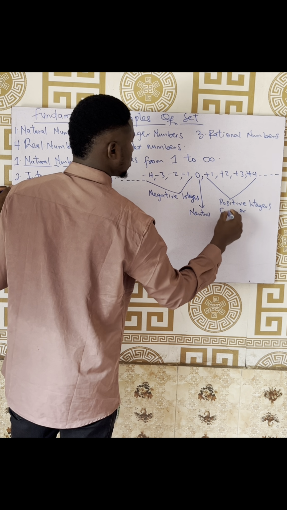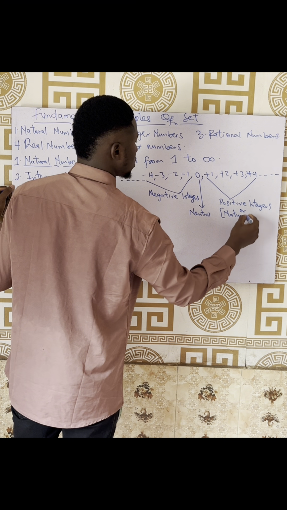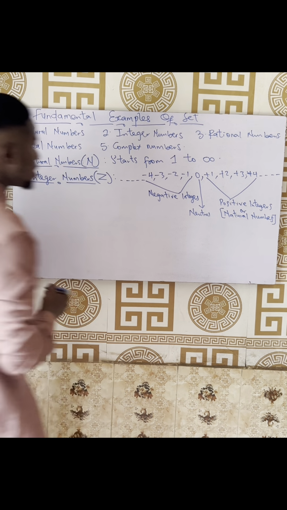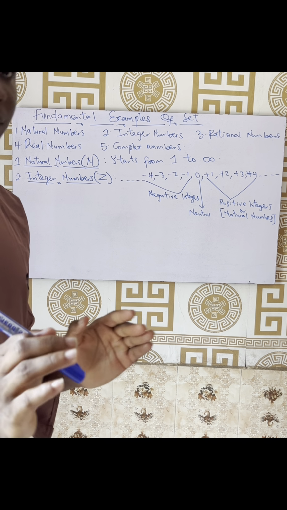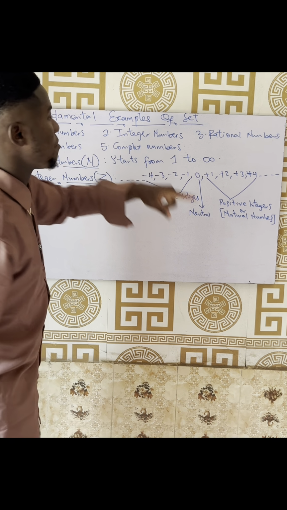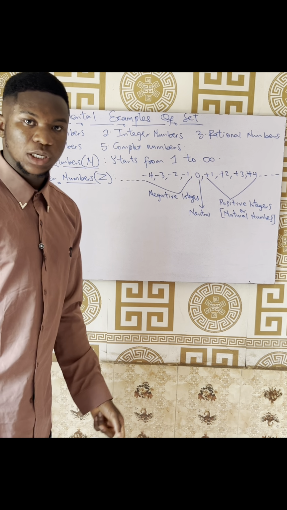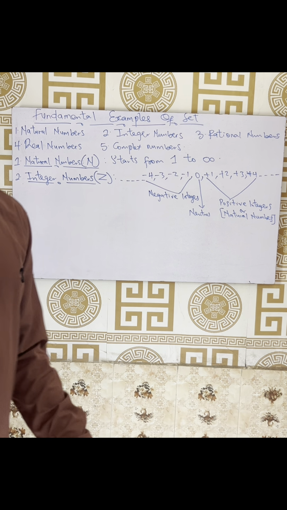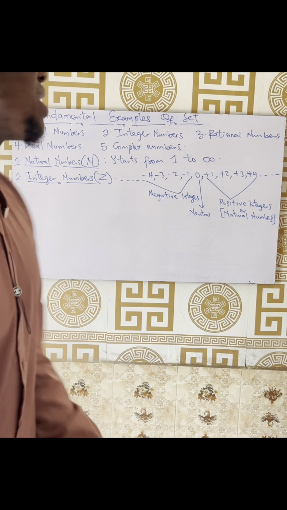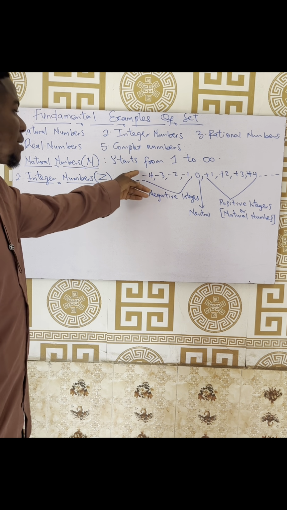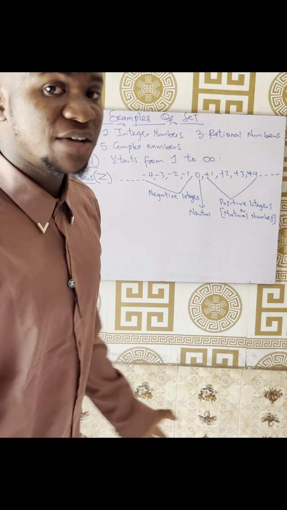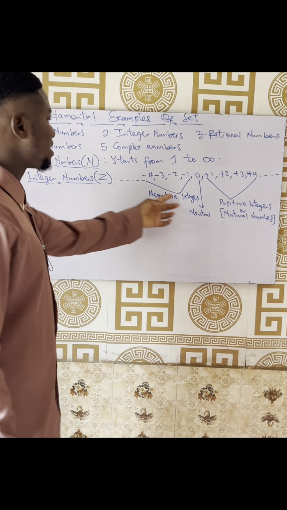or natural numbers. So guys, if you get the scope behind this now, you will see that natural numbers are numbers starting from 1 to infinity. But integer numbers can either be positive or negative numbers, including 0. The positive numbers are referred to as the positive integers, while the negative numbers are referred to as negative integers.